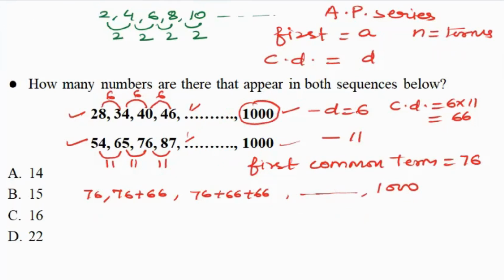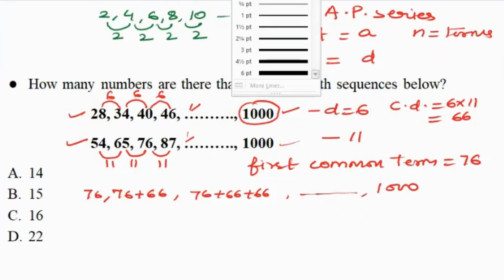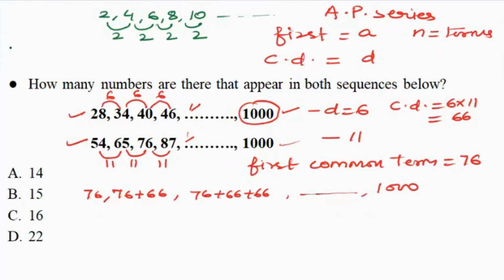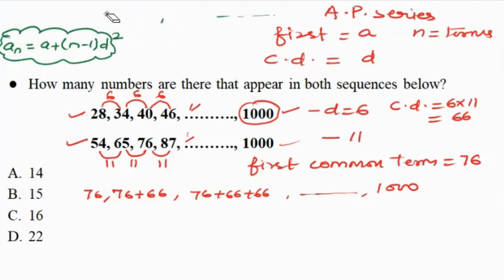You can note down the formula for this. For any AP series, we have a formula: an, the nth term, is equal to a plus n minus 1 into d. This is the formula we will use for finding the nth term. It could be any term. We know the common difference and the first term, so we can find it. Here a is 76 only.